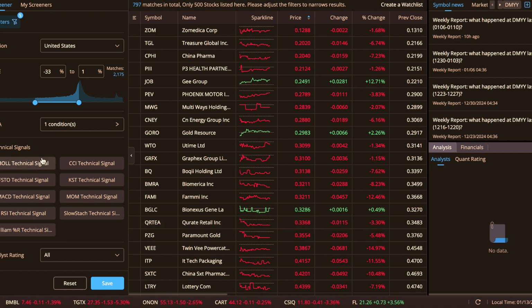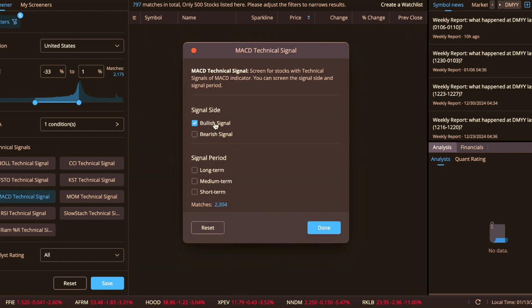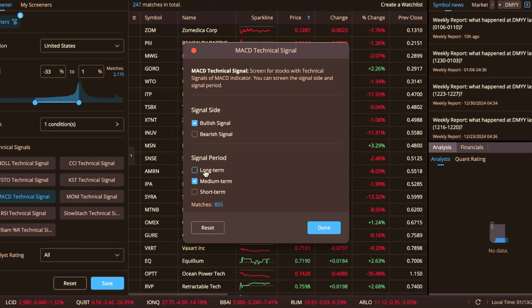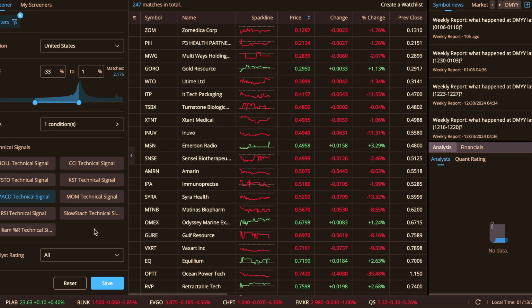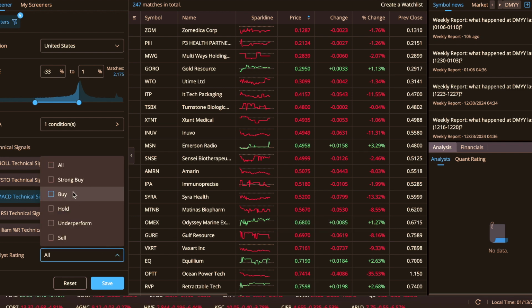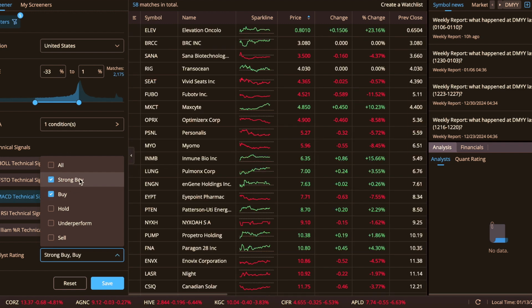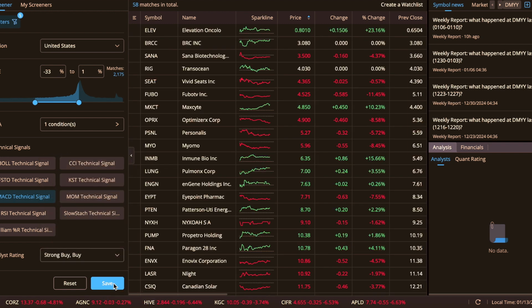The other nice thing about Webull, I would say, is it preloads a bunch of these technical signals. Now, this is often whittling down the results here really quickly. So if you look at something like MACD technical signal, so you want bullish signal, medium to long term, sure. So that gets us down to 247. You can also throw in something like an analyst rating, and say you want buys and strong buys. 58 matches. There you go. That's not too many to get through.